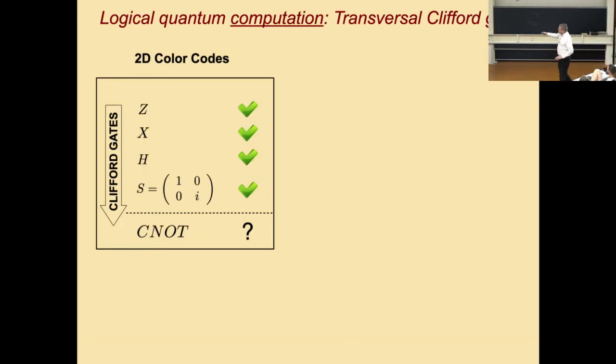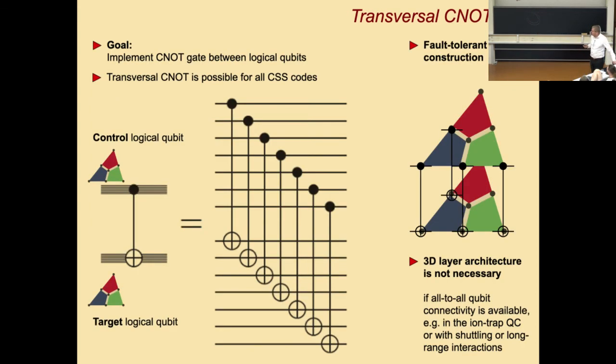So now that we've done a single Clifford operation, that's not yet universal, but it's already quite a lot on a single logical qubit, how could we do a logical CNOT gate? The idea here is that for the CSS codes, which are codes where you have X and Z stabilizers separated, and the codes that I explained to you are of this type, one can realize a CNOT in a transversal way.